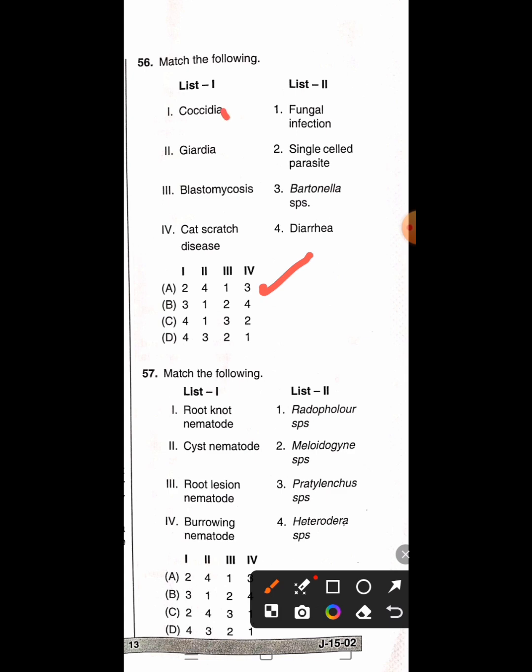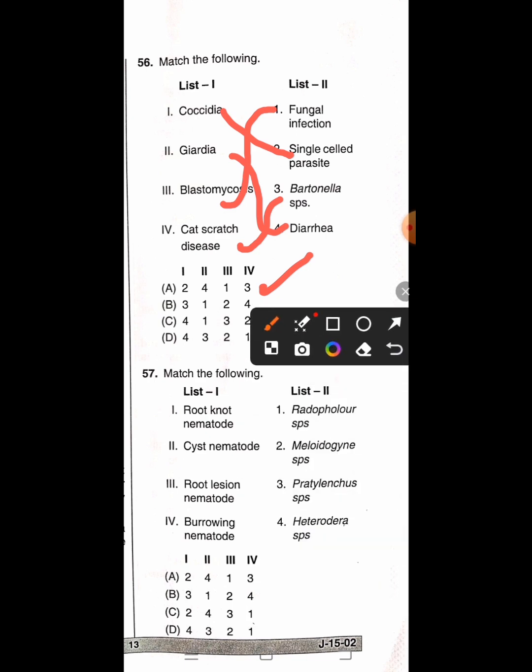That means coccidia is a single-celled parasite. Giardia is causing diarrhea. Blastomycosis is a type of fungal infection. Cat scratch disease is caused by Bartonella species. So that's why option A is the correct one for this question. Let's see the next question.